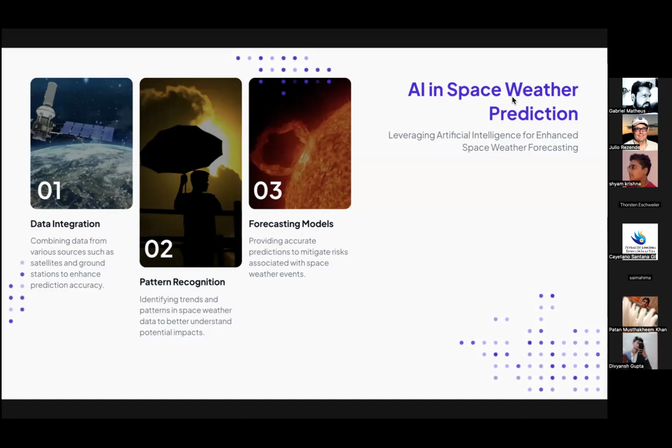First is data integration: how we can combine the data from various sources, for example, satellites, ground stations, and many other things, so that we can easily integrate the data, create one pattern, and detect it by leveraging AI capability. For example, we have 10 years of previous data for a particular city or town, so that we can easily create a forecast and mitigate the risks associated with space weather events.